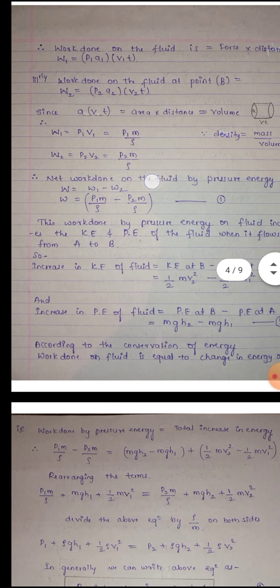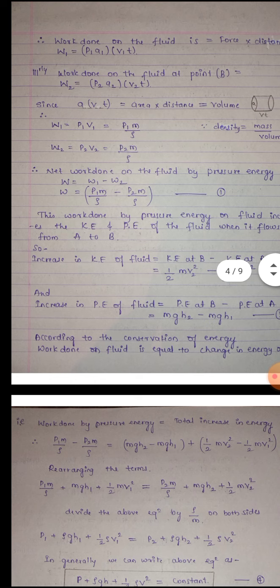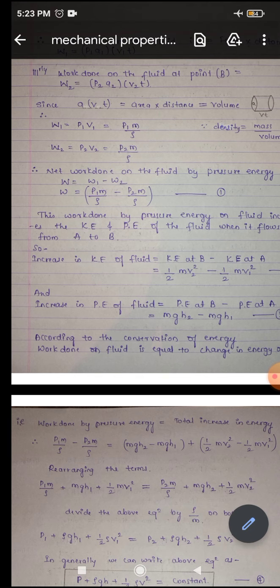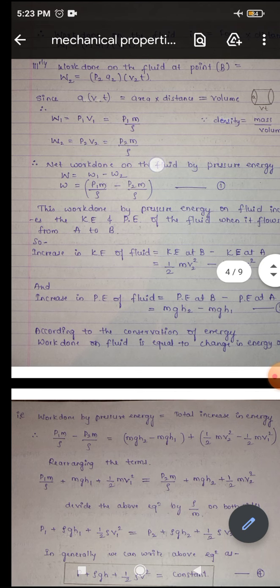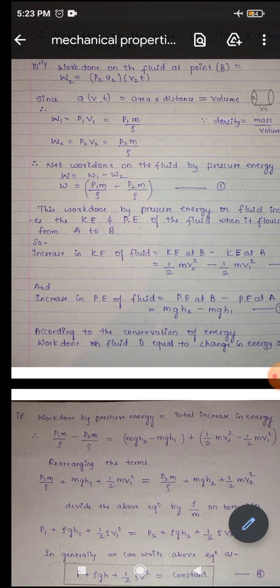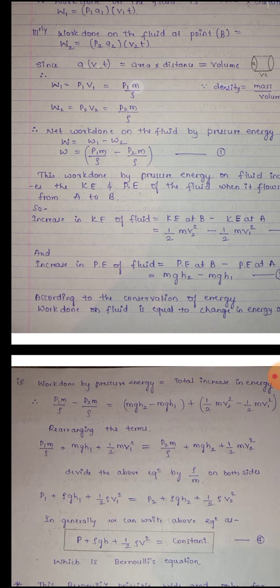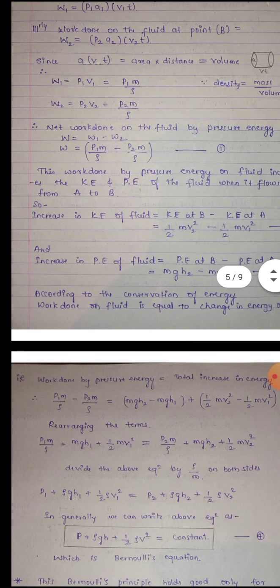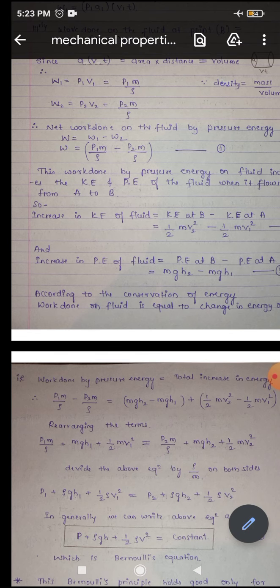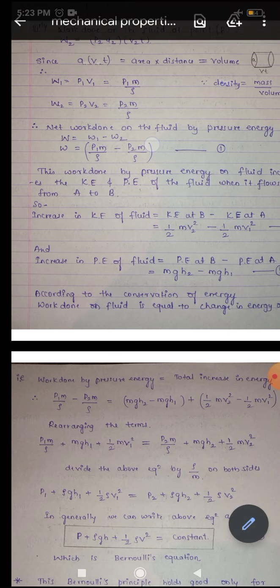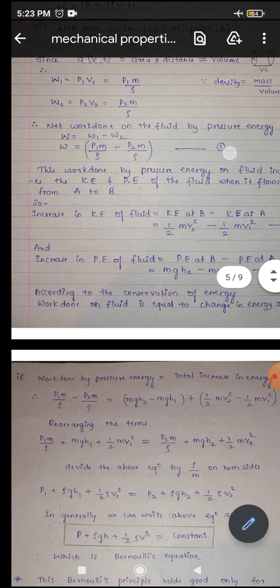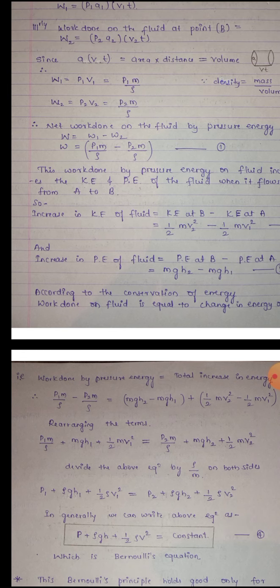So the net work done on the fluid by the pressure energy will be W is equal to W1 minus W2. This W is equal to W1 minus W2 gives us the net work done on the fluid by pressure energy. So by using these two equations, we get the W equation as W is equal to P1 m divided by rho minus P2 m divided by rho. Name it as equation 1.